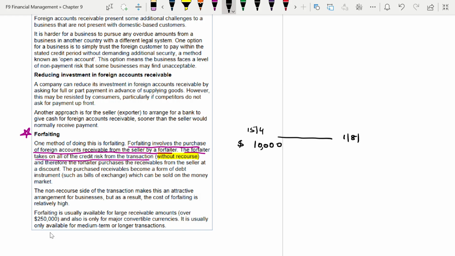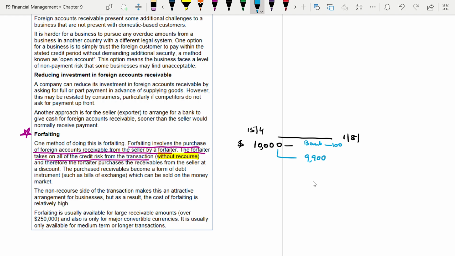What will you do? You will go to the bank, to forfeiting. Banks will offer these services. You go to the bank and say that I am going to receive 10,000. The bank will take the responsibility. The bank will give you 9,900 and will take 100, minimum 100.